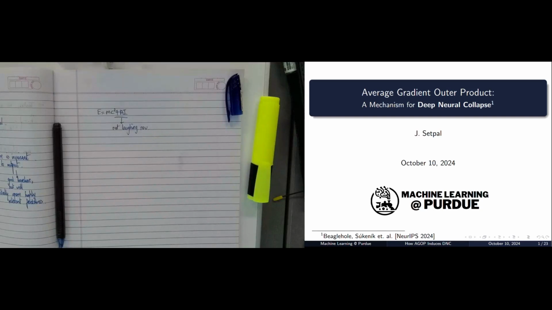Today I'm going to be talking about an incredible paper. The name of the paper is Average Gradient Outer Product as a Mechanism for Deep Neural Collapse. A lot of words, but we'll break it down step by step.